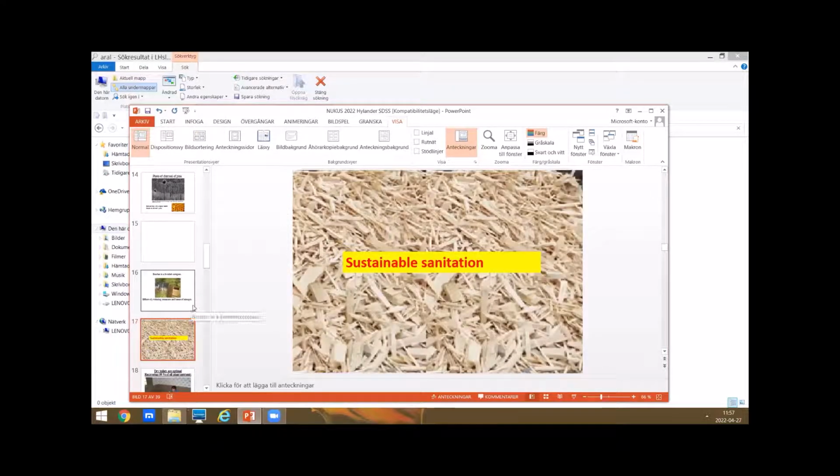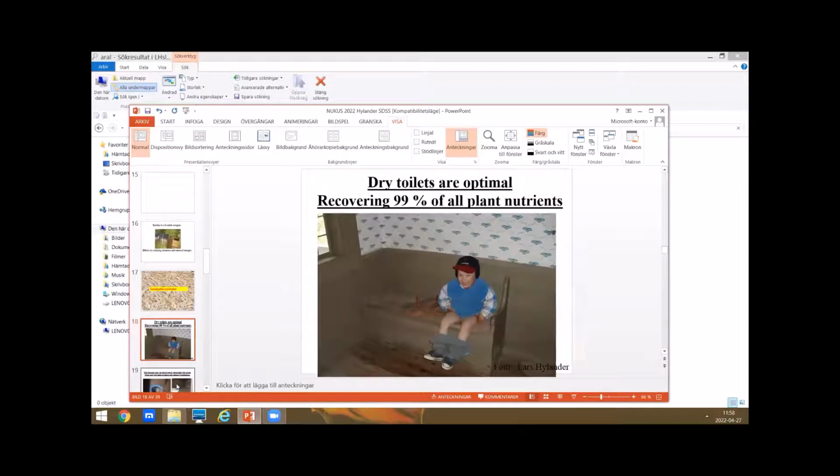And then we'll have a look at sustainable sanitation. As I said, we are producing a lot of urine and feces, with a lot of nutrients. And this should, if possible, go back into plant production. In a sustainable society, it must go back to plant production. Otherwise, we are taking the nutrients out of the soil, and we are making the soil very poor and infertile. So the best way to recycle the nutrients is just dry toilets. They recover 99% of all the plant nutrients we are eating.